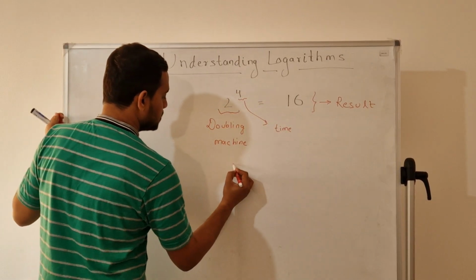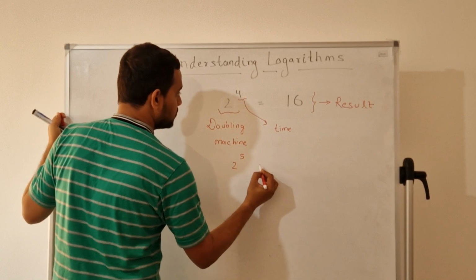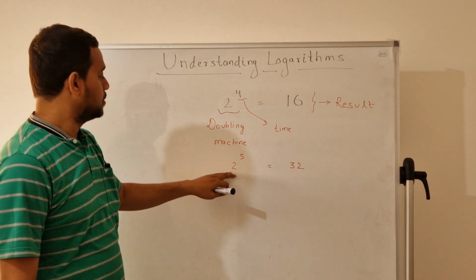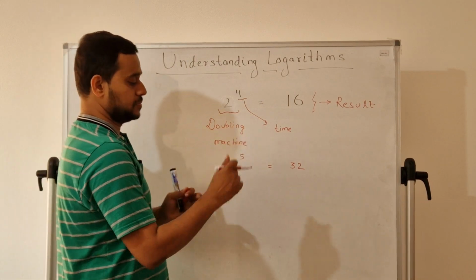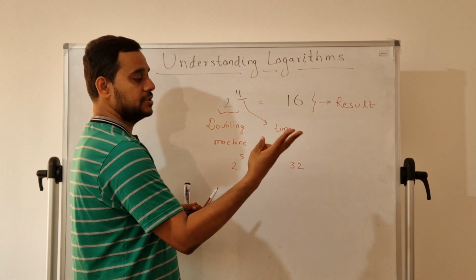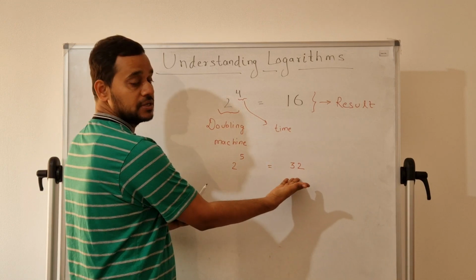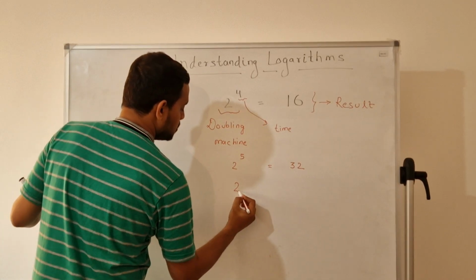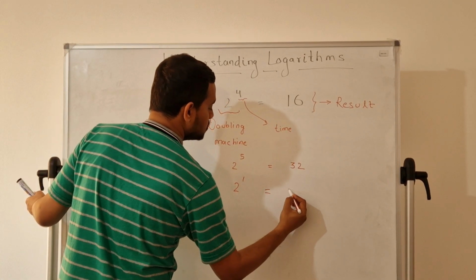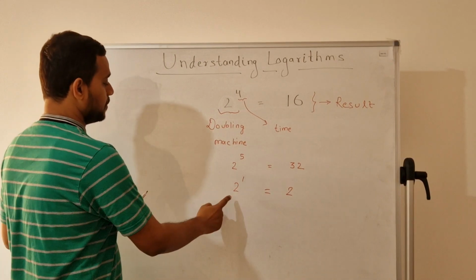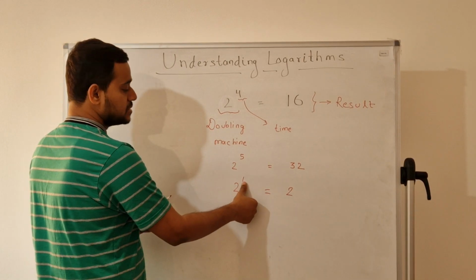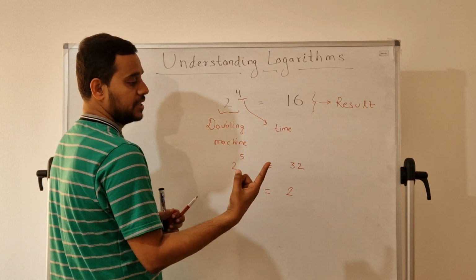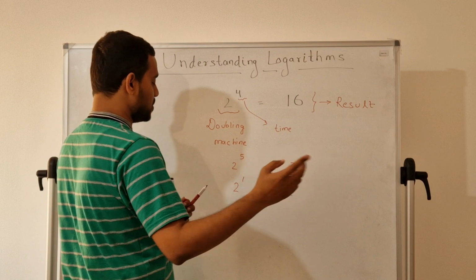Let's take another example. 2 raised to the power 5 is equal to 32. If you are doubling and you double 5 times, 2, 4, 8, 16, 32, then whatever you have becomes 32 times. Let's take a simpler example. 2 raised to the power 1 is equal to 2. If you are doubling and you double it only once, then whatever you had will become twice. I had 1 basket, I double it once, it becomes 2 baskets.